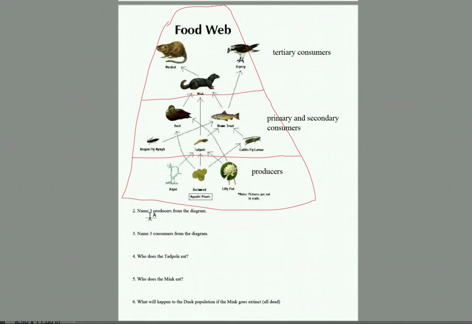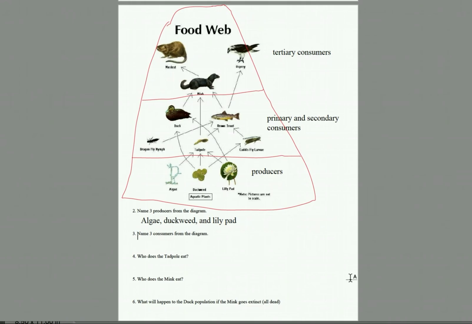Okay. Question 2. Name 3 producers from the diagram. All right, so we look down and we have the first level, algae, duckweed, and lily pad. Cool, that's all you need.